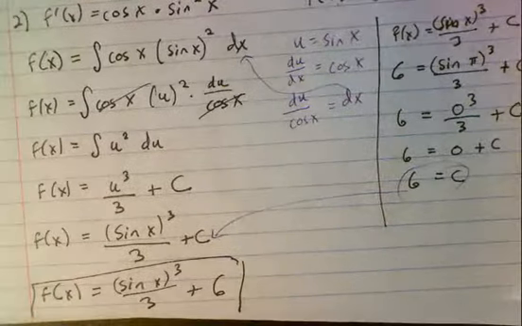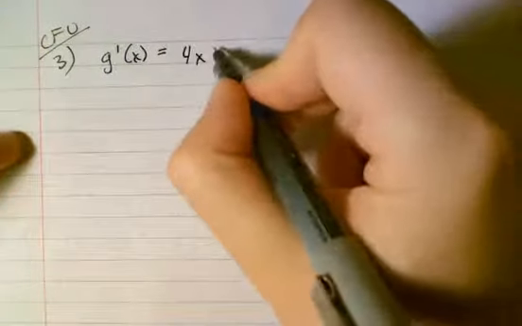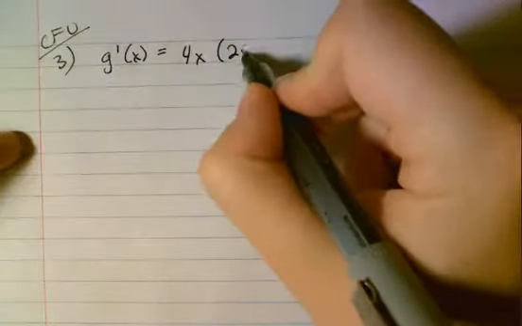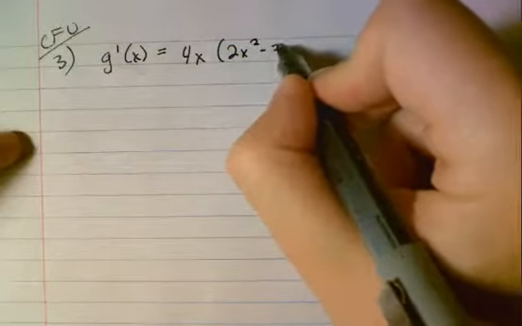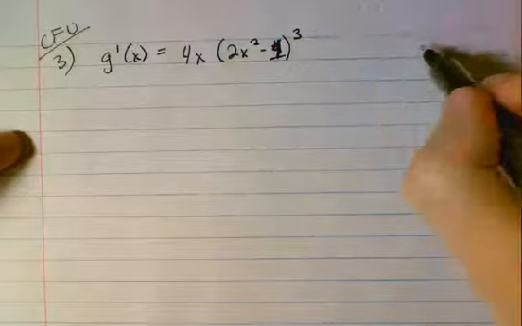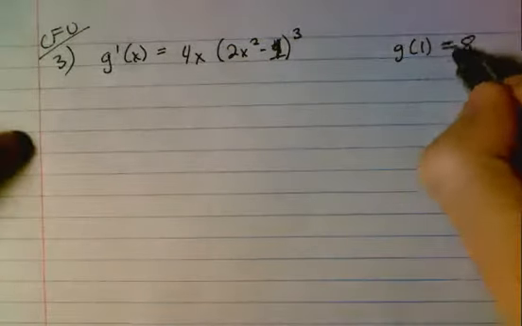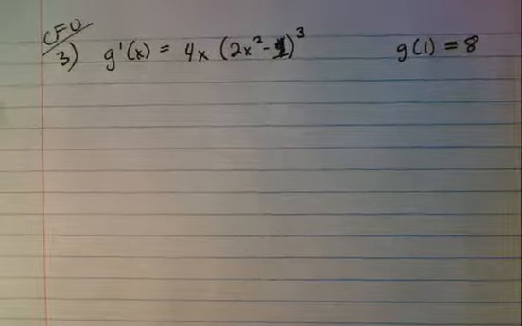Now let's check for understanding. Go ahead and try this problem on your own and restart the video when you're ready. Your problem is, we know that the derivative of g is 4x times 2x squared minus 1 to the third power, and we know that g of 1 equals 8. So we want to find the particular solution for that.